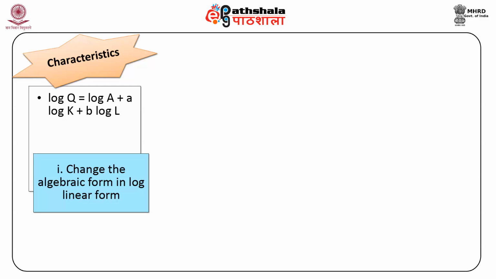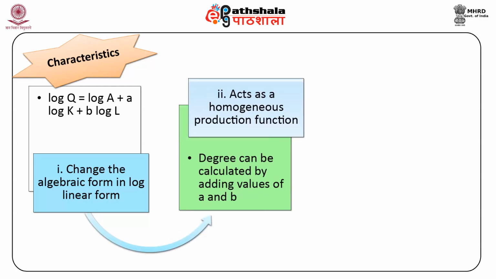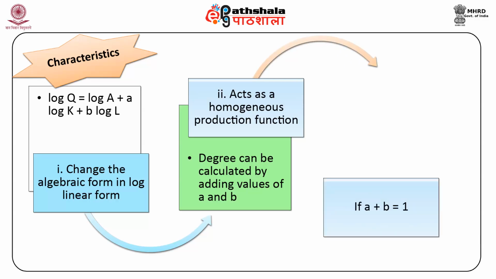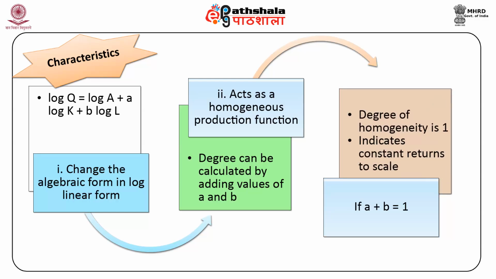This production function has been estimated with the help of linear regression analysis. Second, it acts as a homogeneous production function whose degree can be calculated by adding the values of a and b. If the resultant value of a plus b is 1, it implies that the degree of homogeneity is 1 and indicates constant returns to scale.